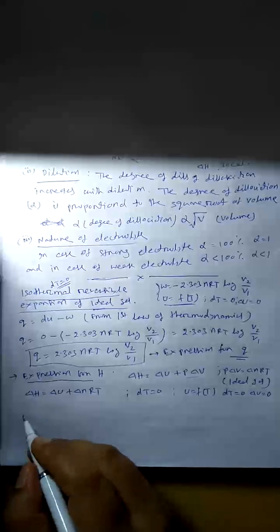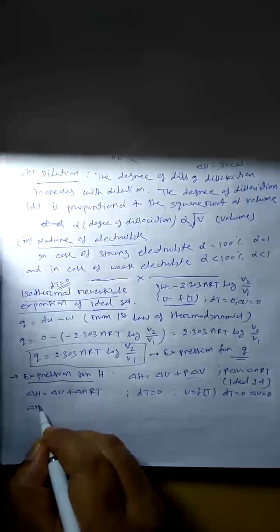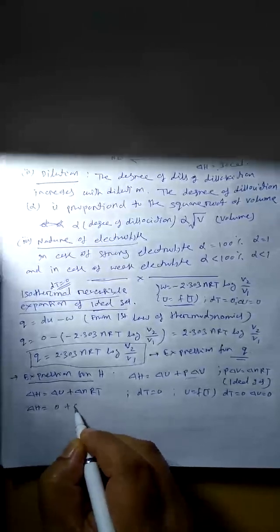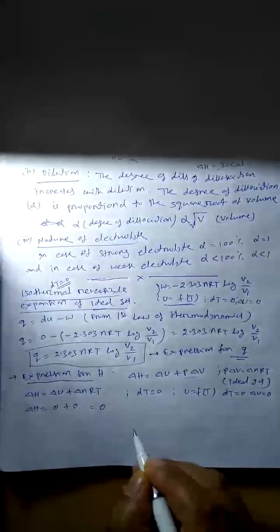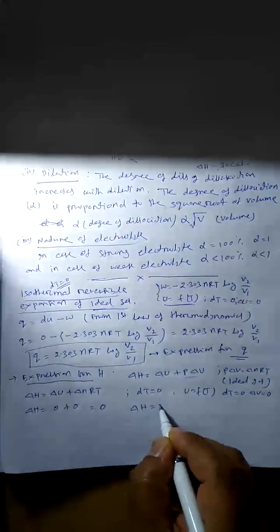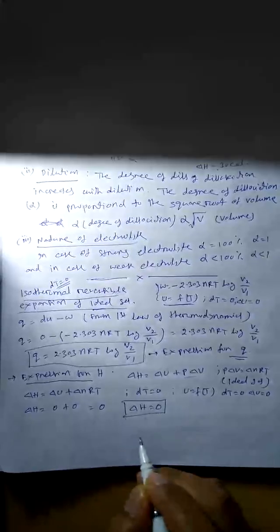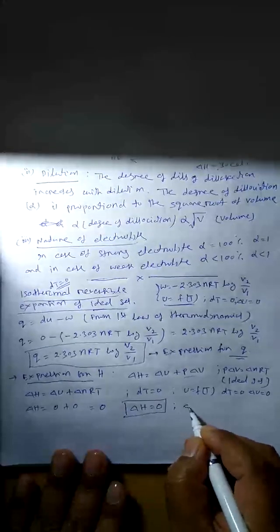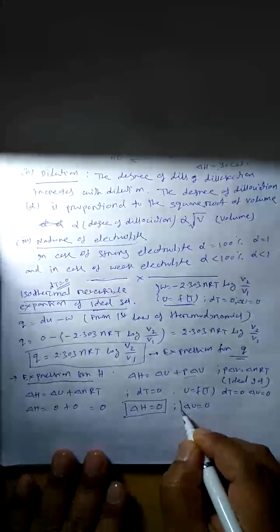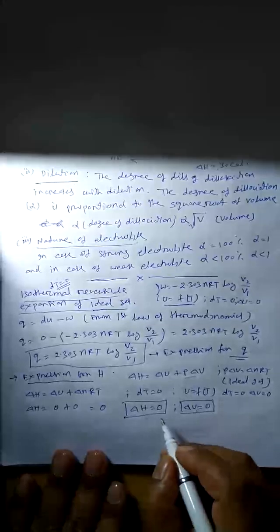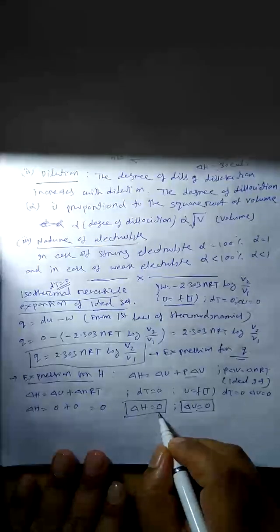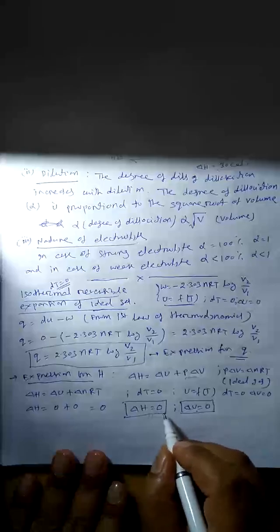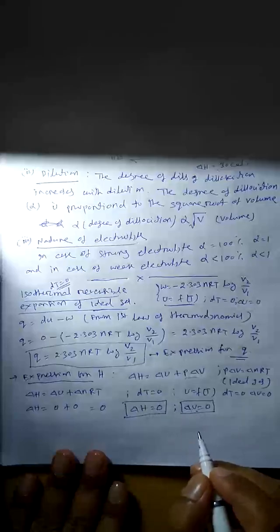Now substitute this value here. We get delta H is equal to 0 plus 0 is equal to 0. That means there is no change in enthalpy, and delta U is also equal to 0, so there is no change in internal energy. This happens in case of reversible isothermal expansion of ideal gas.